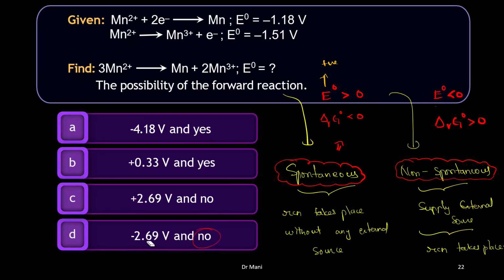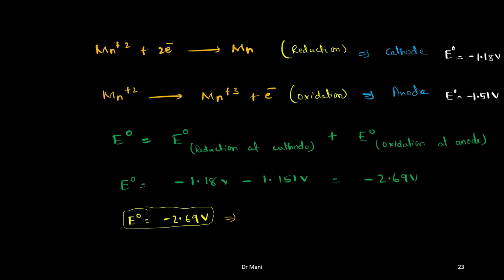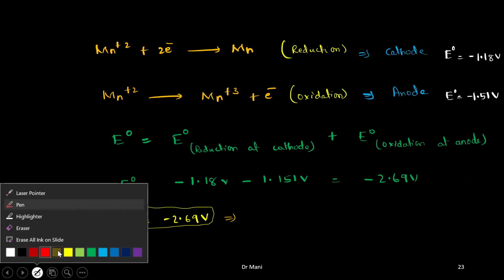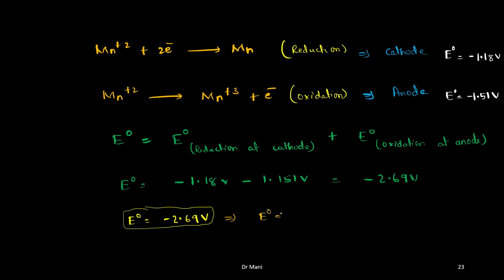So minus 2.69 V, yes or no? It's a no. Clear? So see here, E naught negative will indicate it's a non-spontaneous reaction. So the forward reaction doesn't take place. So no forward reaction until I supply some external source of energy.